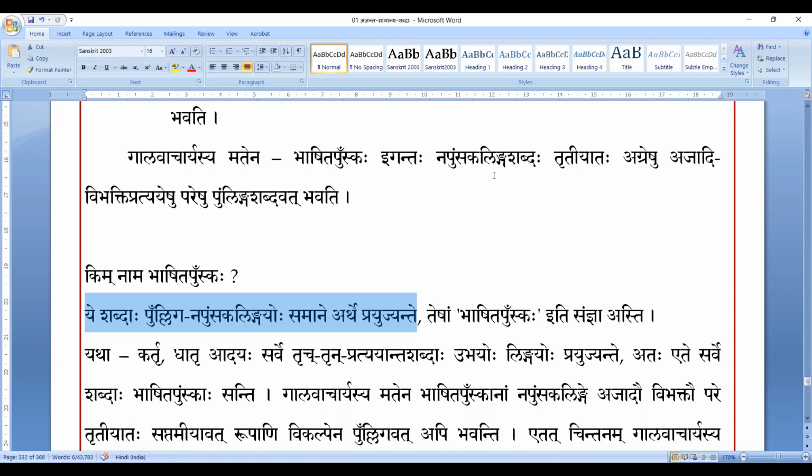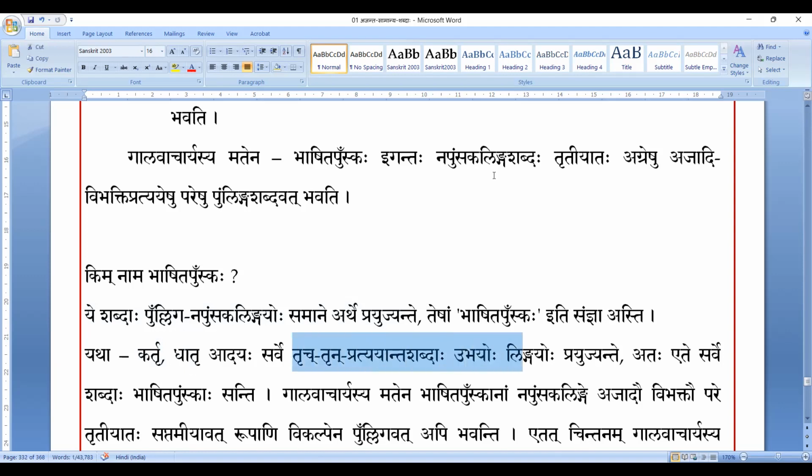Now we'll see the example. Kartru, Dhatru, all these things have the same meaning in Pullinga as well as in Napumsakalinga. Kartru, Dhatru, Adyaha, Sarve, Trich, Trin, Pratyanta, Shabdaha, Upayoho, Linga Yogo, Prayujante. We can decline all the genders. In Srilinga, of course, we had Ni Pratyaya, make it Kartri, Ikaranta Shabda. Whereas in Pullinga and Napumsakalinga, they are Ikaranta Shabda. Therefore, Upayoho, Linga Yogo, Prayujante.